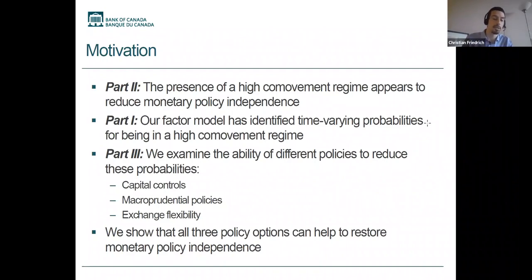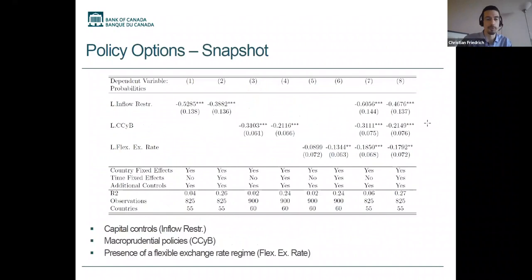So the policies we look at are capital controls, macroprudential policies, and flexible exchange rates, and they're basically from the same sources as everyone here in the session. So we show that all these three policy options can basically help restore monetary policy independence by reducing these probabilities of being in the high co-movement regime. And here's just an example of how we do this analysis.